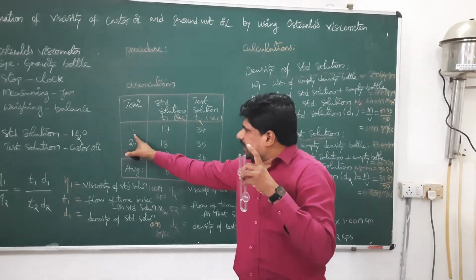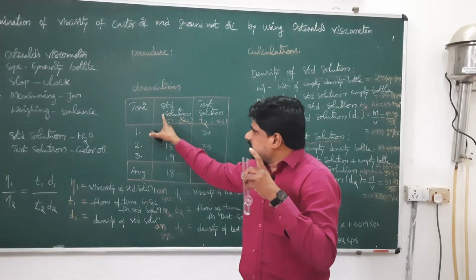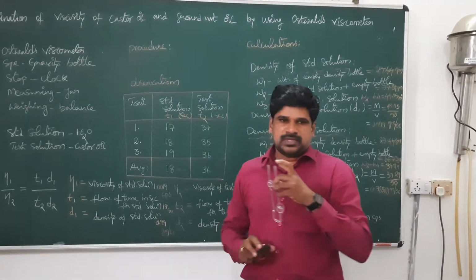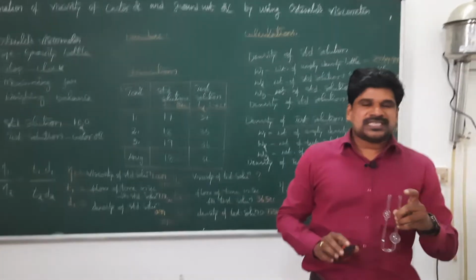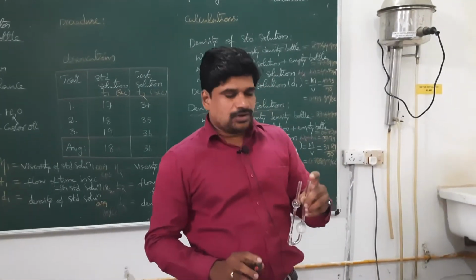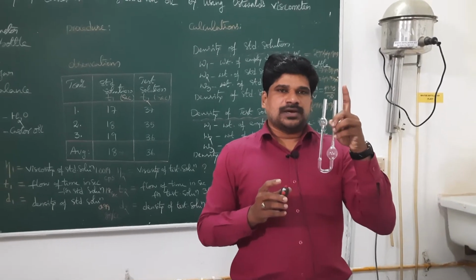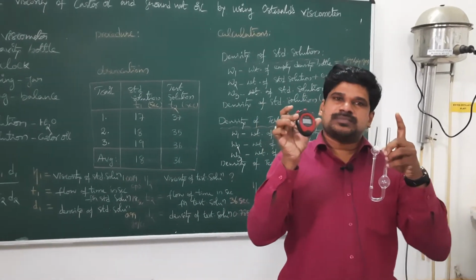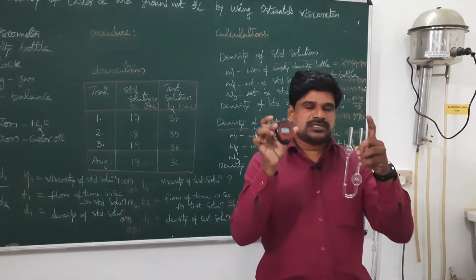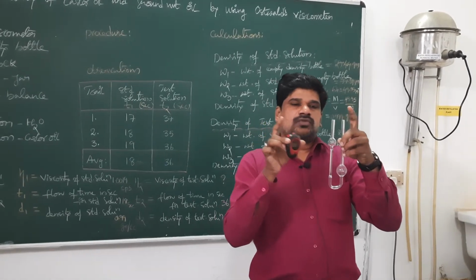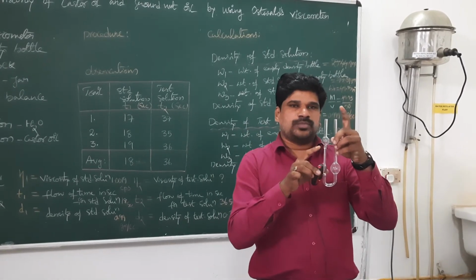In the first trial I am getting 17 seconds. Similarly, for the second trial, again you have to fill the water up to a certain level, release the finger, and measure how much time it takes for the water to fall from mark A to mark B.